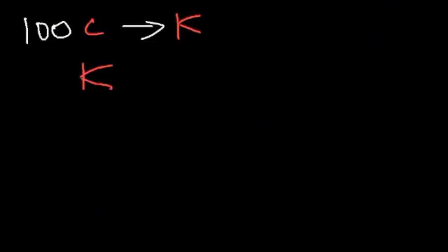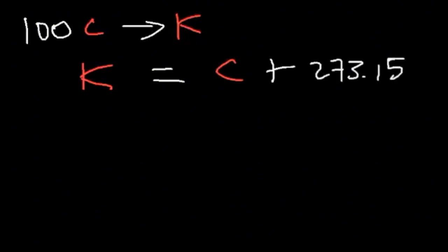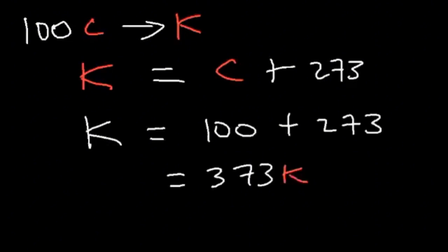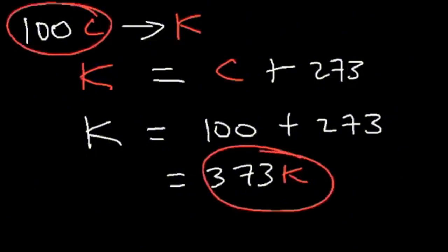Now the next thing that we need to do is convert the Celsius temperature to Kelvin. How can we do that? What equation do we need? It turns out that the Kelvin temperature is simply the Celsius temperature plus 273.15. Now most of the time you could ignore the 0.15, but it is there. But we're going to say just 273. So 100 plus 273 is 373. So this is the Kelvin temperature. And that's how you convert from Celsius to Kelvin. Simply add 273 to it.